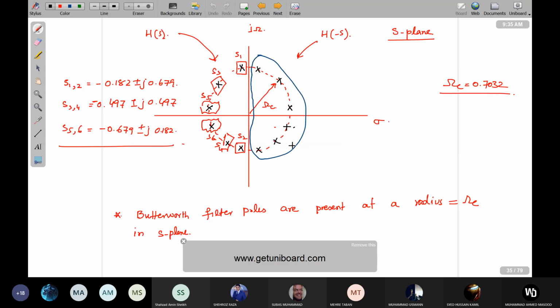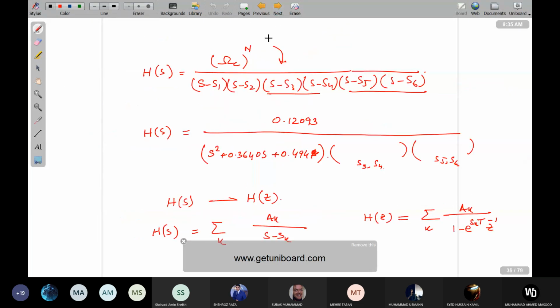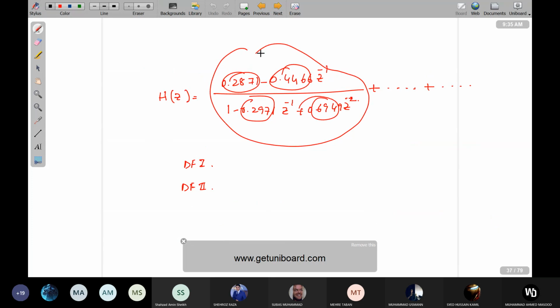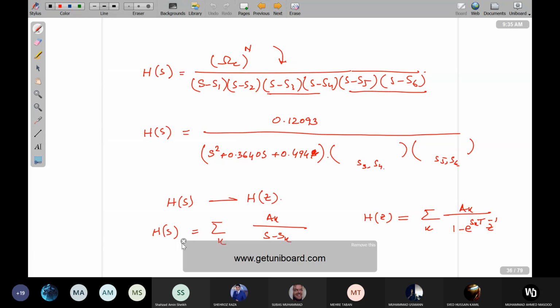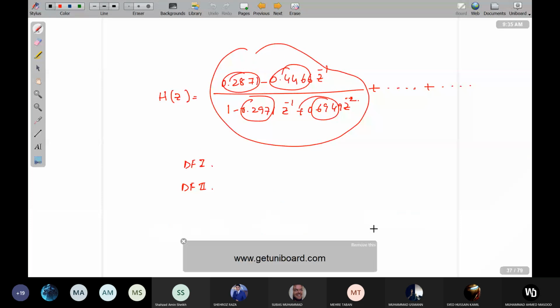So these are my poles which are associated to HFS, H of minus S. These are the poles which are associated with HFS, and I have obtained my HFS. And now from HFS, I have to move to HFZ, and in the start of this lecture we did that HFS is equal to AK over S minus SK. So if this was the situation, I have converted into HFZ as AK over 1 minus e raised to power SKT Z inverse. So using this transformation, I can be making my HFZ. So that's my HFZ which I have obtained.